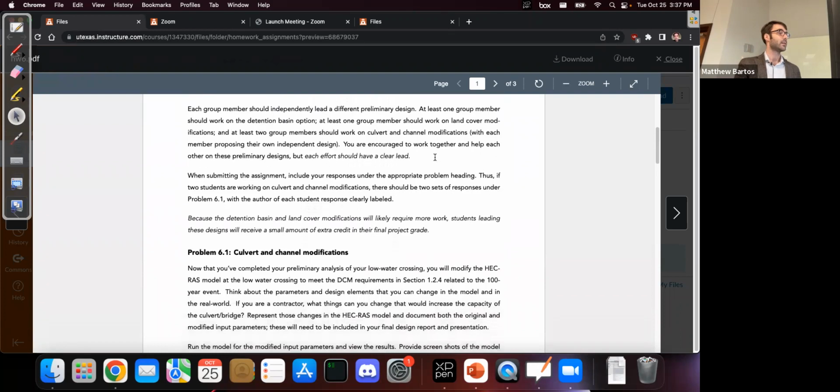Okay, cool. And note here, because the detention basin and land cover modifications will require a bit more work than the culvert and channel modifications, you'll get a little bit of extra credit in your final project grade. So it won't be a lot, but those two design problems will be a bit more difficult, and so there'll be a little bit of extra credit if you choose to work on those. So essentially, this week, just coordinate with your group who is going to work on which preliminary design. And just discuss and decide amongst yourselves who will do each one.